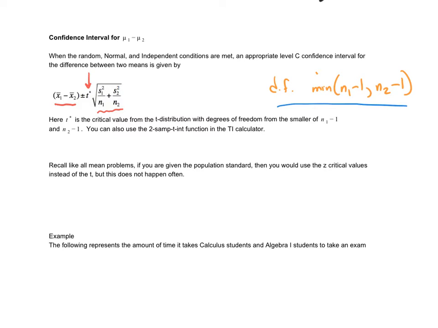You can also use a two-sample t-interval function in the TI calculator to get these intervals. So when we get to that point, we can use that calculator function as well. If by chance you knew the population standard deviation, there is such a thing as the two-sample z interval. But we'll very rarely use this because we very rarely know sigma. Most times, sigma, the population standard deviation, is unknown. So that's when we'll use t.